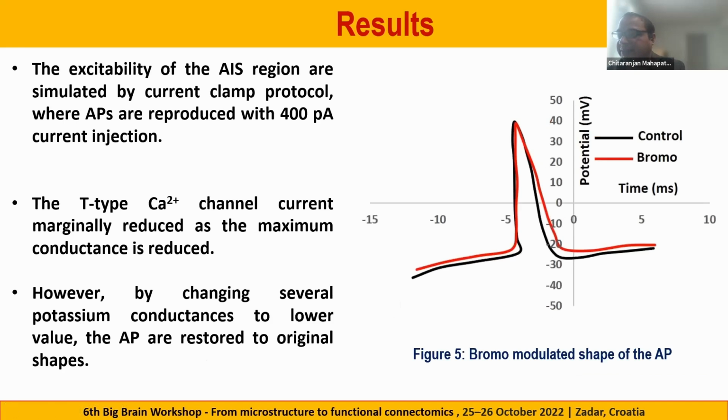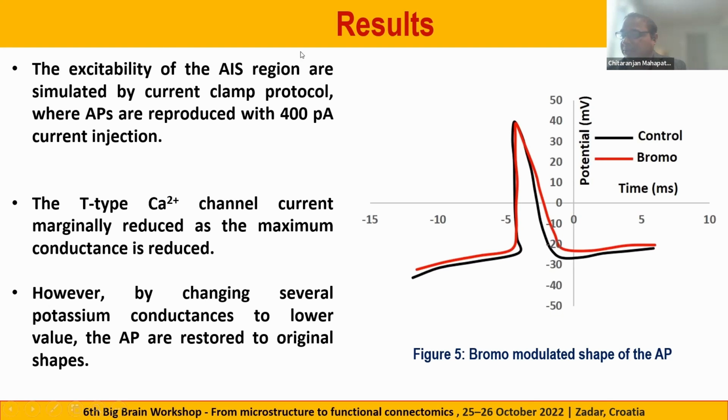Okay. So next, after incorporating the ion channels, we have simulated the action potential for the AIS region. All ion channels are there. Now we have simulated the action potential. You can see the control and the agonist of the D2 receptor, that is bromo. This is also 10 micromolar. The excitability of the AIS region is simulated by a current clamp protocol. We have applied 400 picoampere current injection to evoke the action potential.